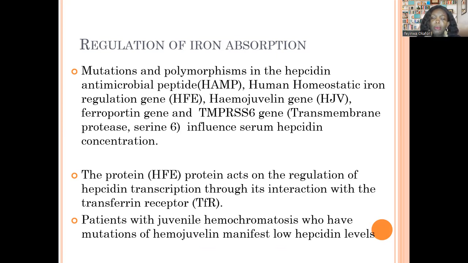The human homeostatic iron regulation gene protein, HFE protein, acts on the regulation of hepcidin transcription through its interaction with the transferrin receptor. And research has shown that patients with juvenile hemochromatosis who have mutations in hemojuvelin manifest low hepcidin level.